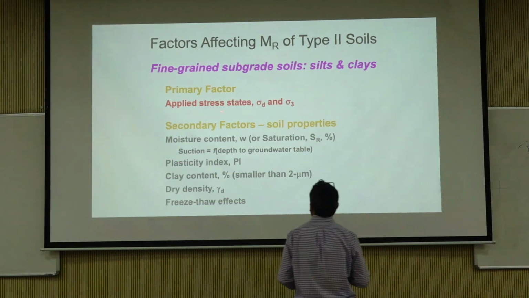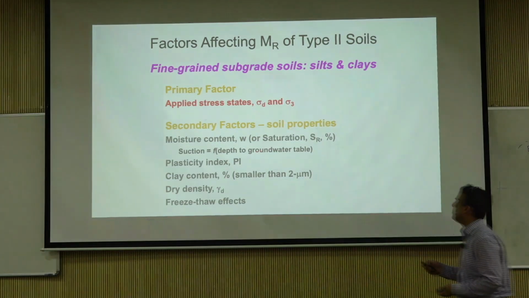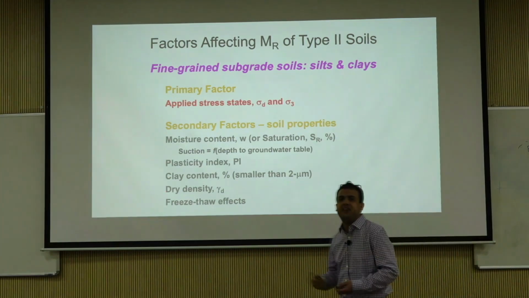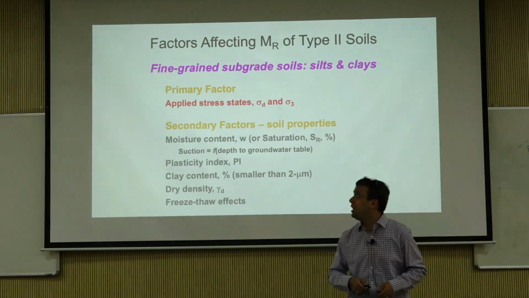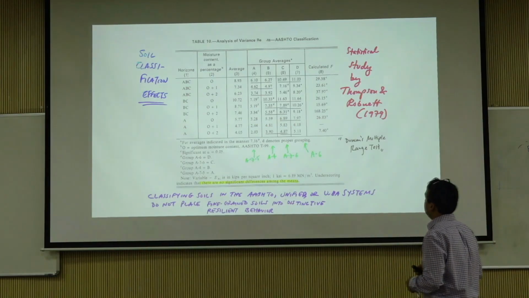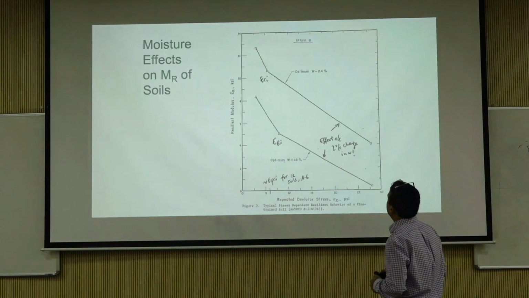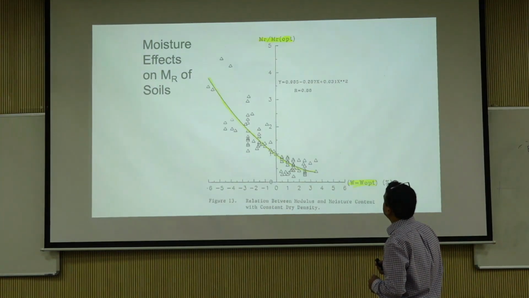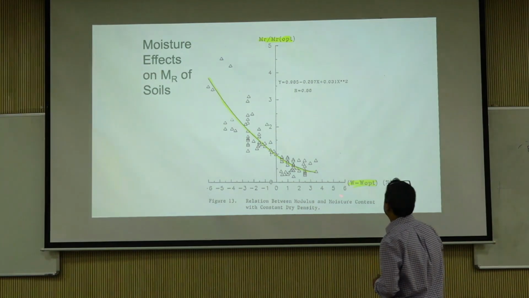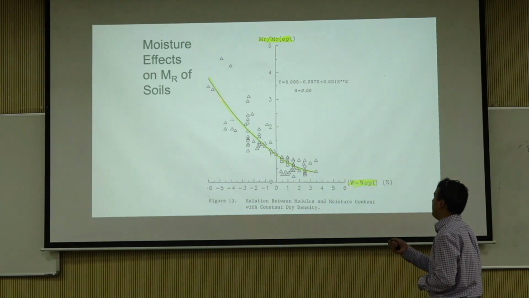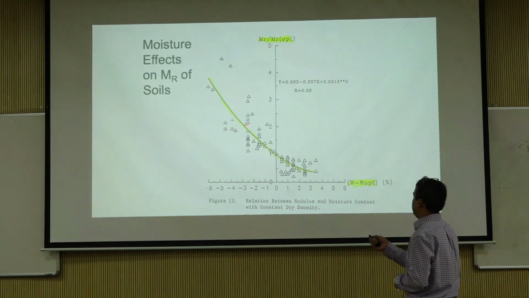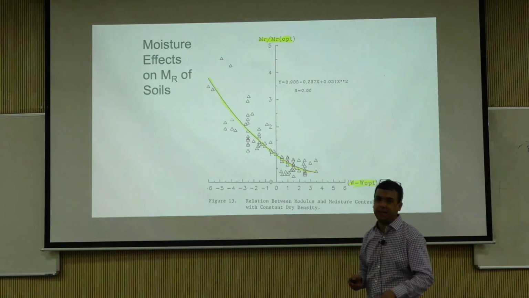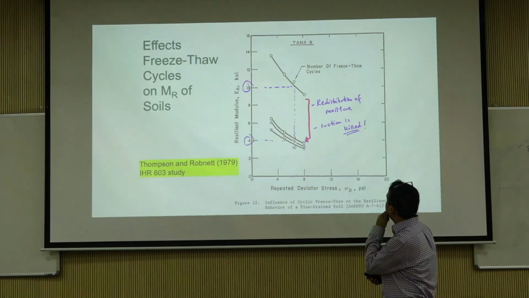What are the primary factors that affect behavior? Sigma D, sigma 3, moisture content, plasticity index, clay content, high density, freeze-thaw effects, they affect your behavior quite a bit. Some results, I'm going to skip through this because we're going to get into models now. Moisture effects, again, if you see wet of optimum versus dry of optimum, it's very high. As water increases, stiffness collapses. So it's just standard observations.